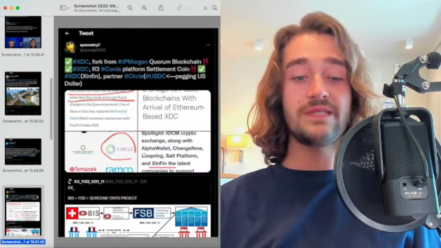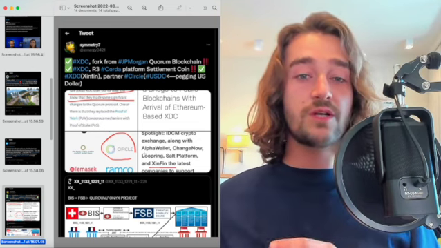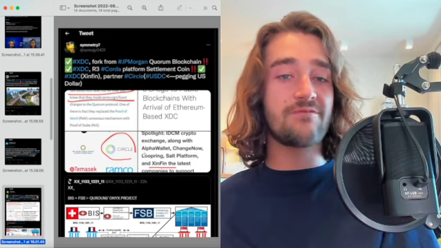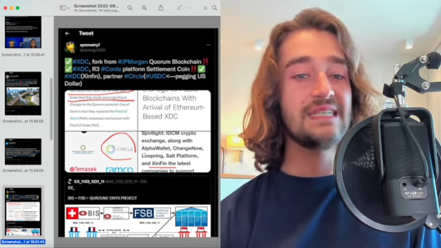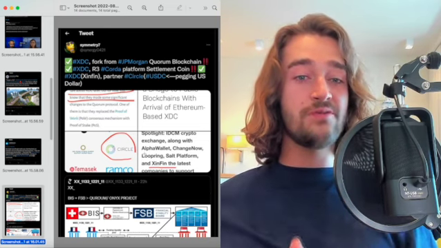Another important news is this one. XDC forked from JP Morgan's Quorum blockchain, XDC is an R3 Corda platform settlement coin, and XDC partners with Circle. Now, XDC, guys, is partnering with Circle.